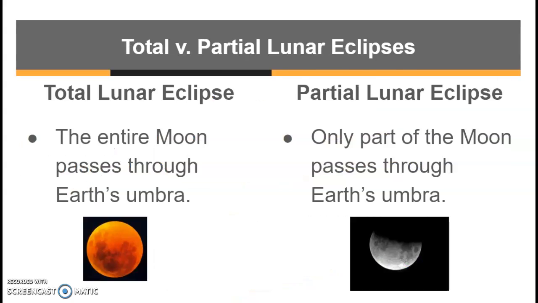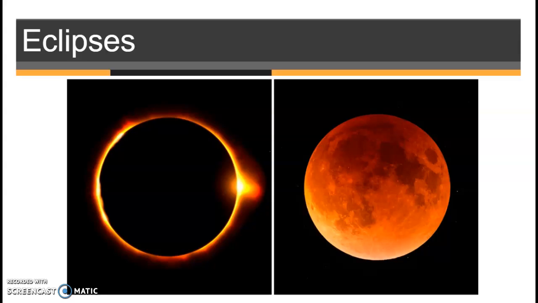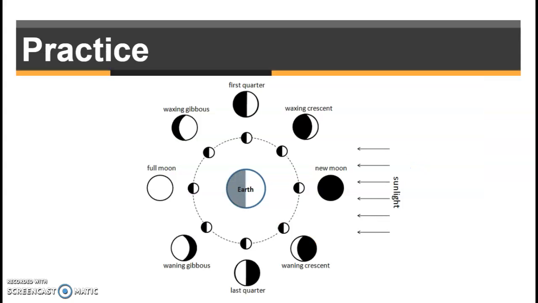Total versus partial lunar eclipse. So a total lunar eclipse is when the entire moon passes through the Earth's umbra. That's the dark area. And a partial is when only part of the moon is passing through. So you'll get kind of a partial eclipse. Here on the left, you see the solar, and on the right, you see the lunar.